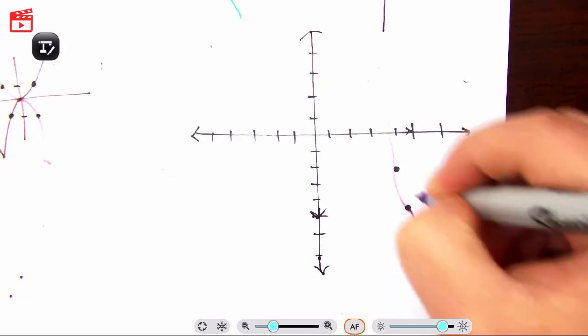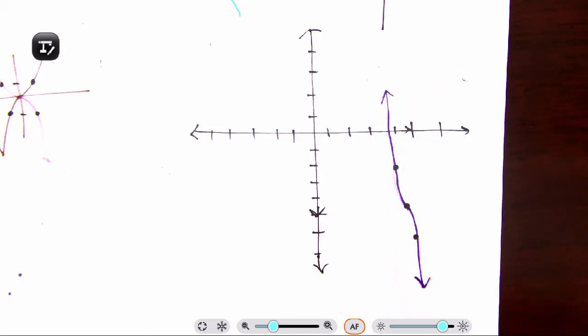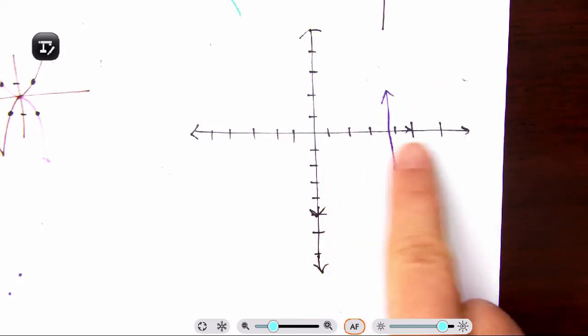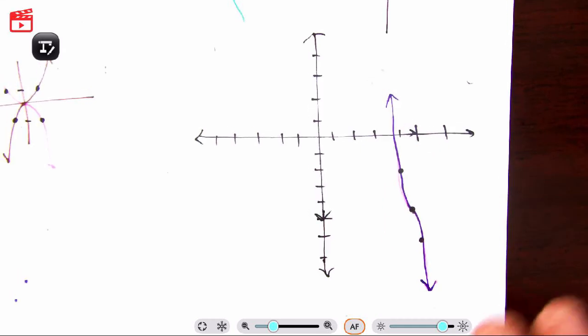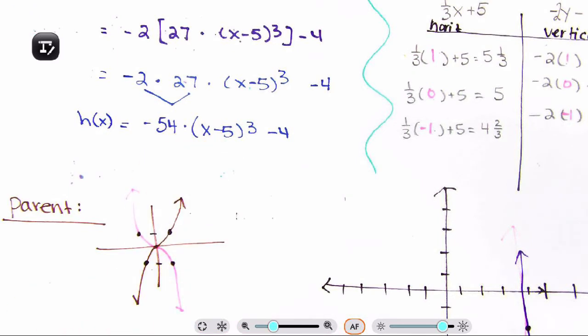Let me change color so you can see better. So something like that. Now I don't recommend doing all of the points, just do the points that you need. Again, 3 points is what you need. So let's figure out what happened here. Let's see, maybe our math is wrong.